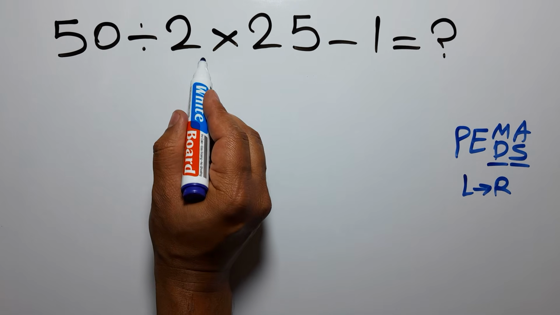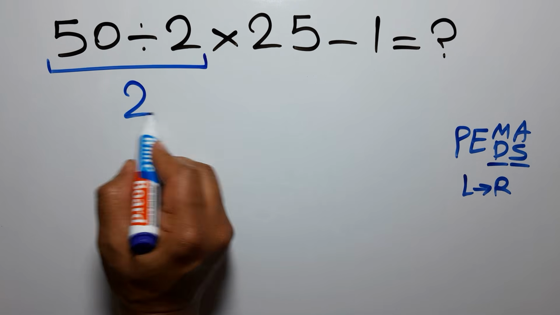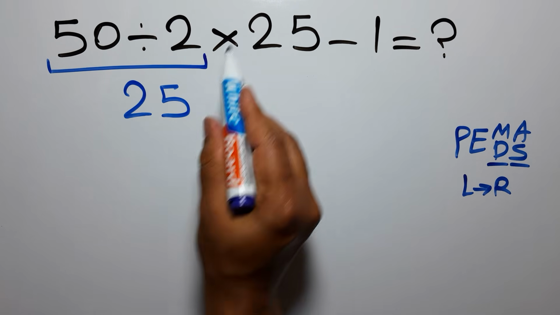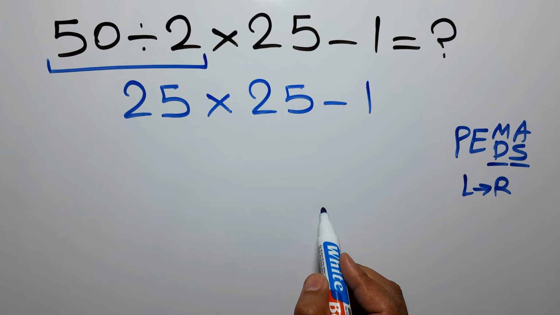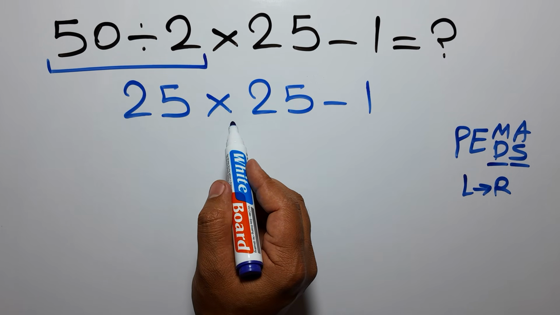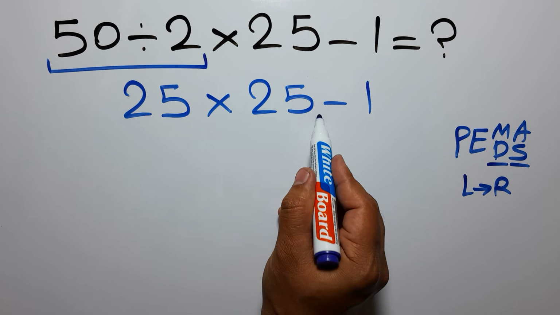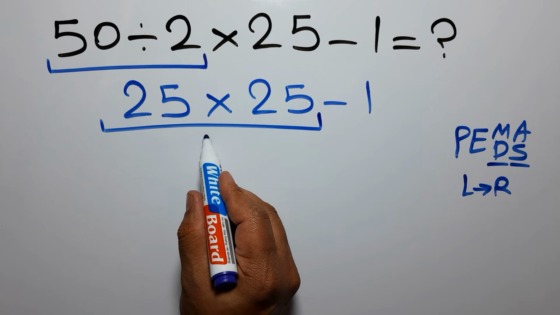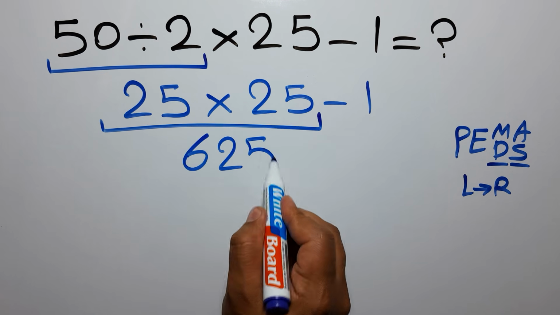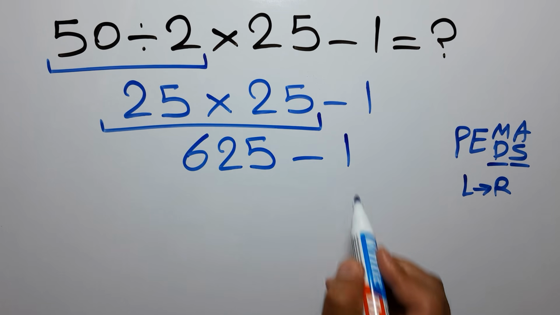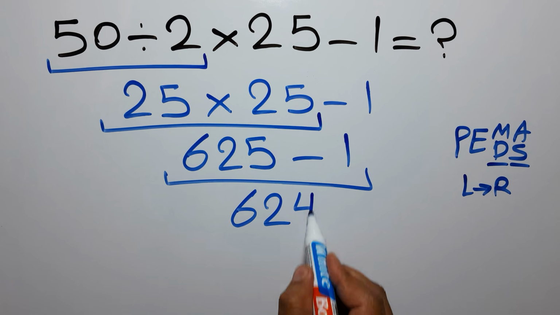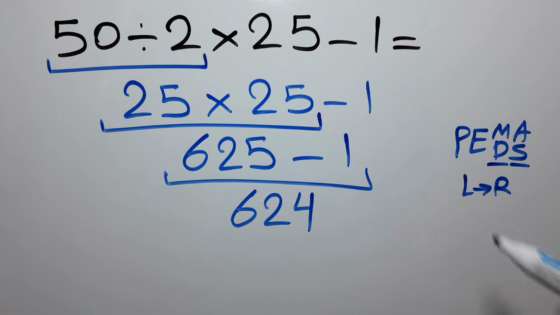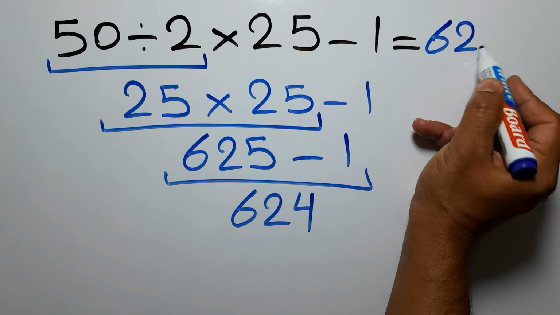50 divided by 2 gives us 25. So we have 25 times 25 minus 1. Now we have to do this multiplication. 25 times 25 gives us 625. Then minus 1, which equals 624. And this is our final answer to this problem. The correct answer is 624.